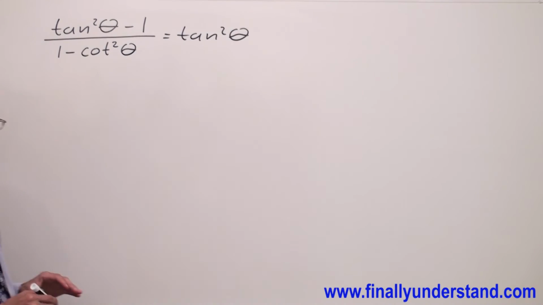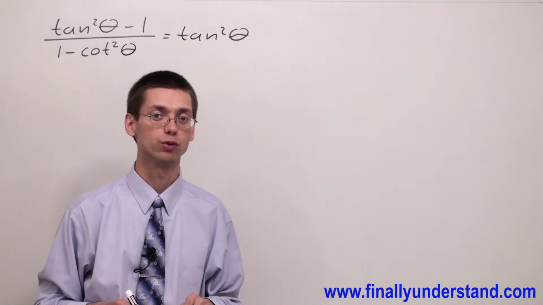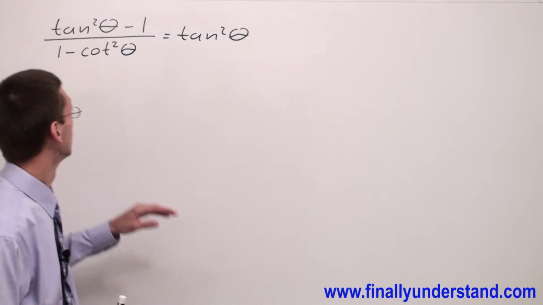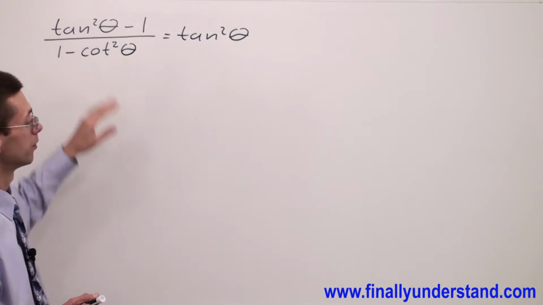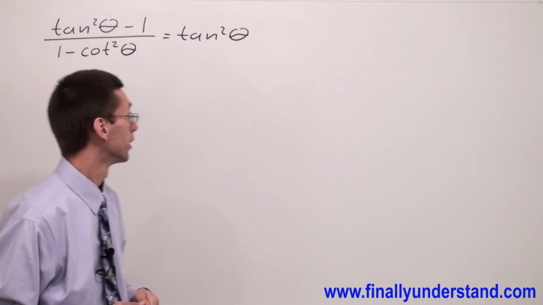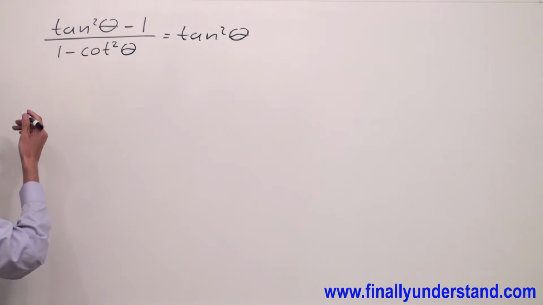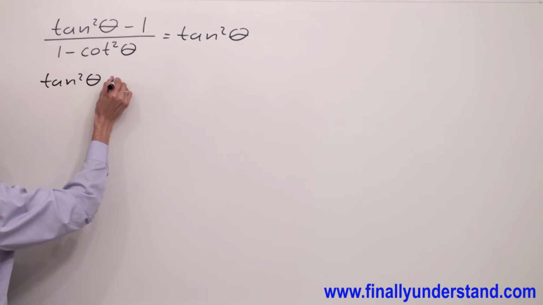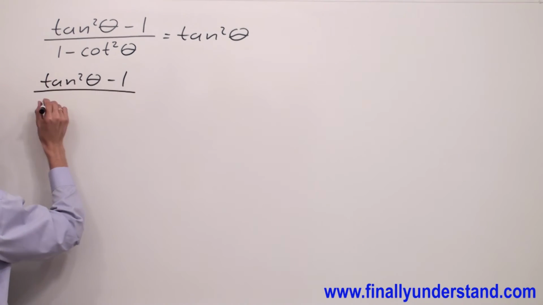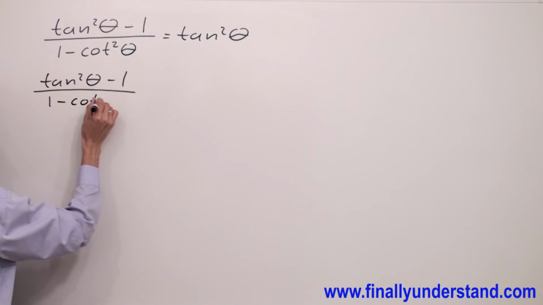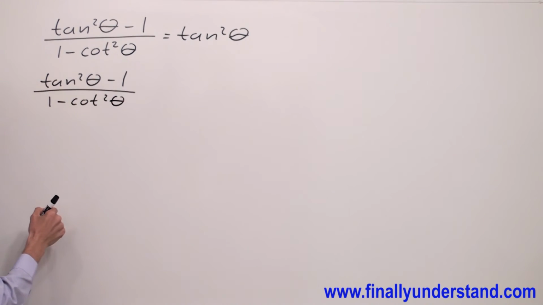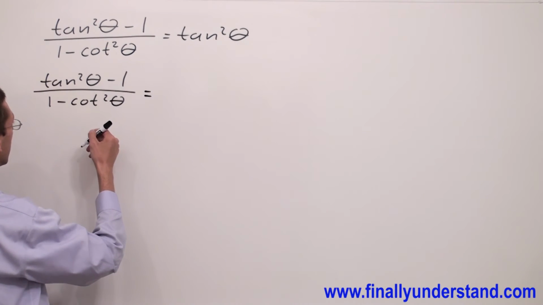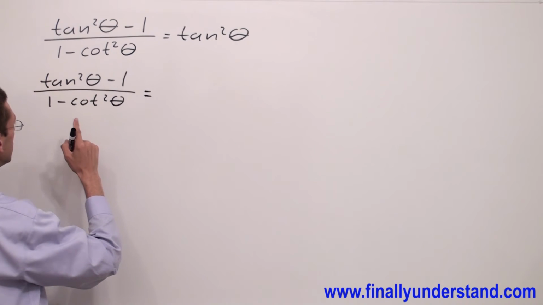Let's take a look at this example. We're supposed to start proving that the left side is equal to the right side from the left side because it's the more complex one. So what I have to do first, simply copy this down. Tangent squared theta minus 1 over 1 minus cotangent squared theta. Now, I have fraction and I have cotangent in the denominator.